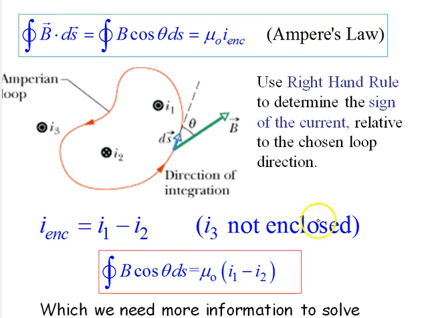In order to solve this, we need more information, but if we knew I1 and I2, we could say that we have information about that closed integral of B dot ds. We know that's equal to mu naught times the difference, I1 minus I2.